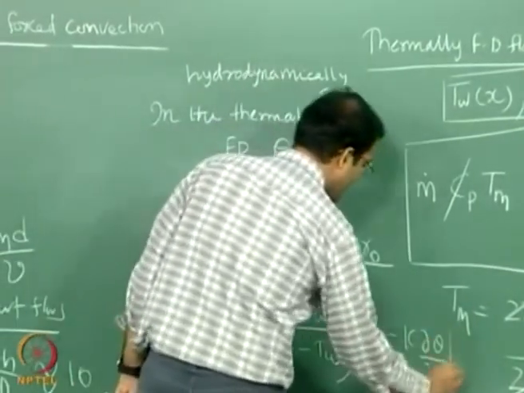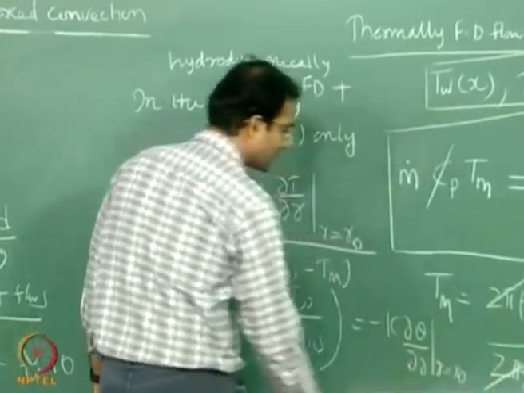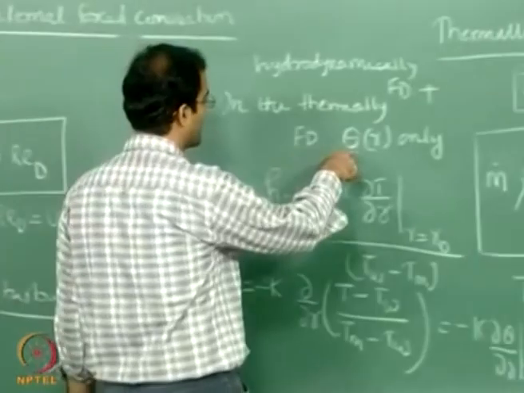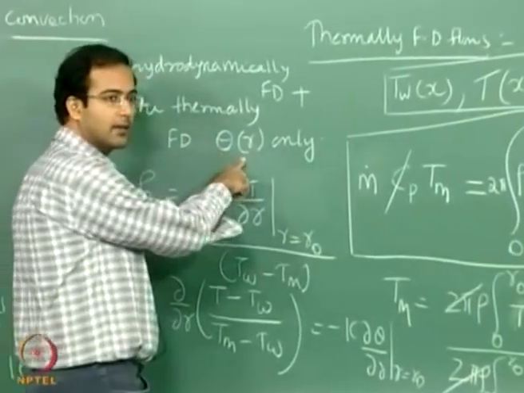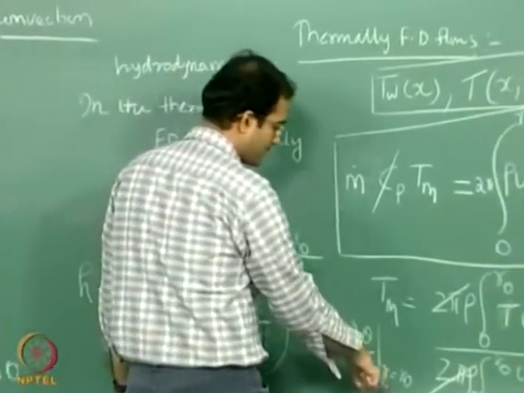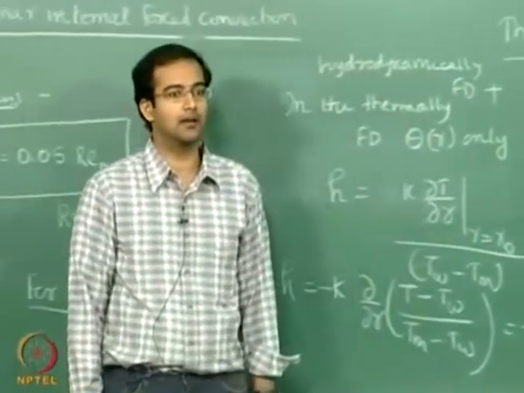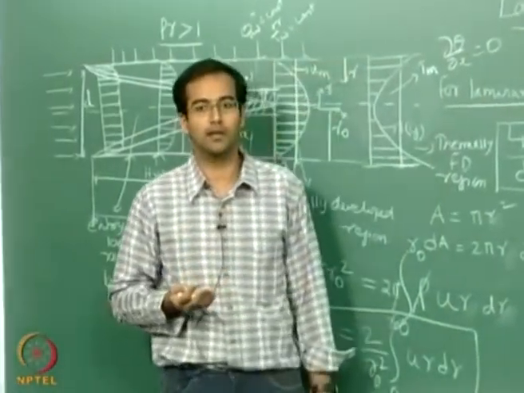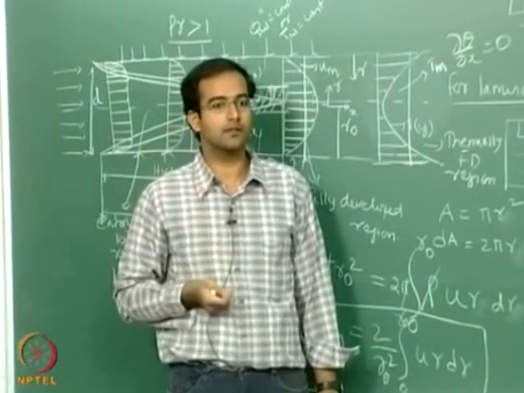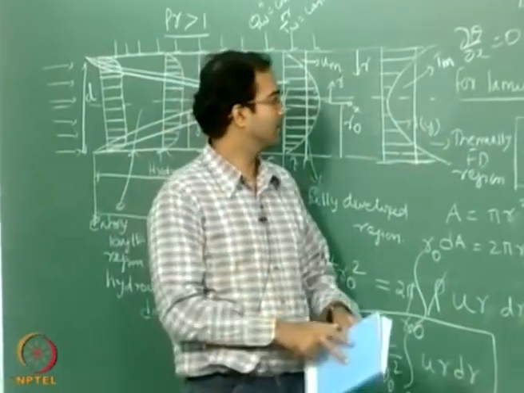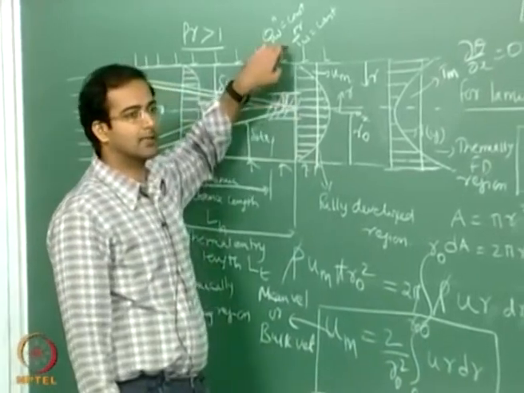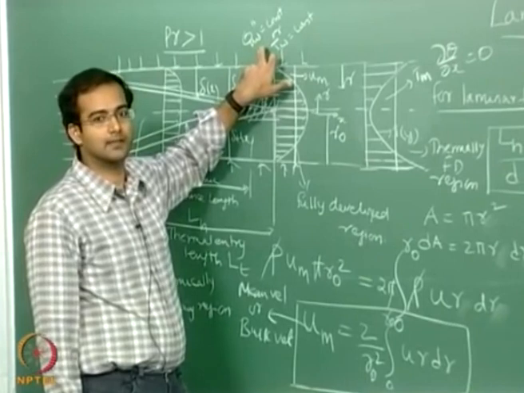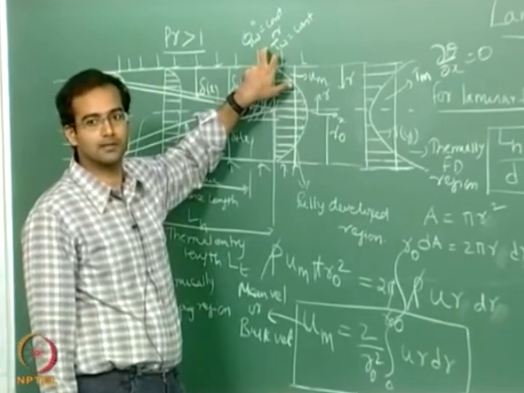Now this is at r equal to r naught. Now if you look carefully, my theta is a function of only r. Therefore the slope of the profile at r equal to r naught, that is the slope at the wall, that is a fixed value. The slope at any point will be a function of r. At the wall, that will be a fixed value. Now since theta is not a function of x, the slope also cannot be a function of x.